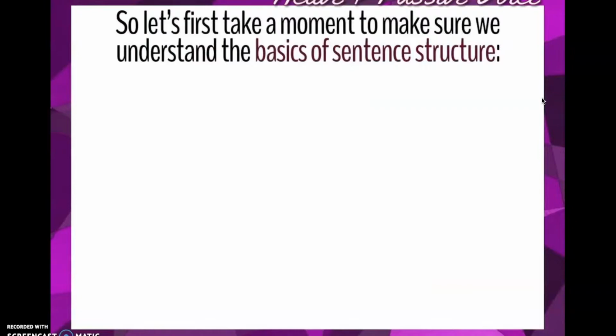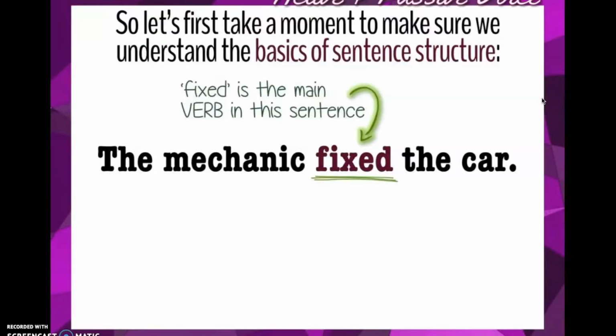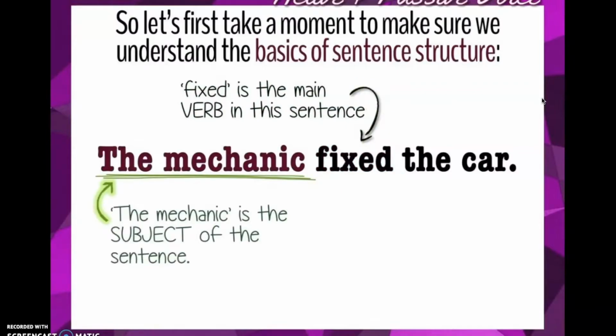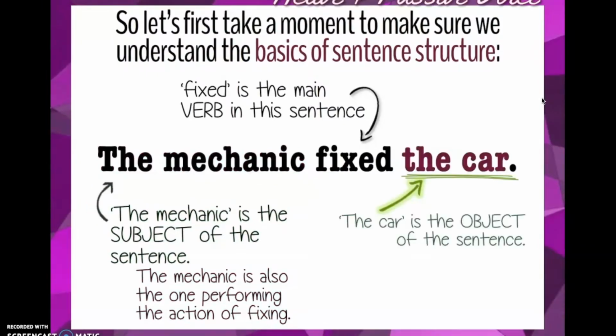So first, let's take a moment to make sure we understand the basics of sentence structure. Here's the sentence we're looking at. The mechanic fixed the car. Fixed is the main verb in the sentence. It's what is happening in the sentence. It's the action. What did the mechanic do? He fixed the car. And then the mechanic is the subject of the sentence. He's also the one performing the action of fixing. So remember, a subject is whoever or whatever is performing the verb.